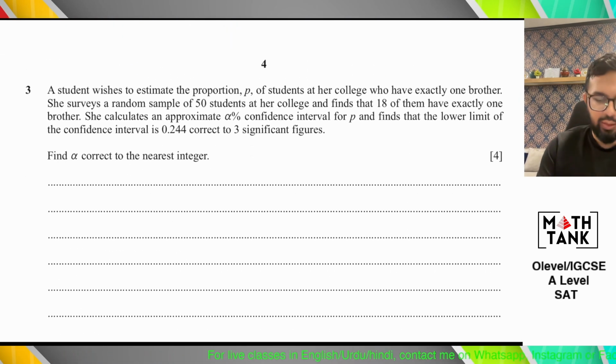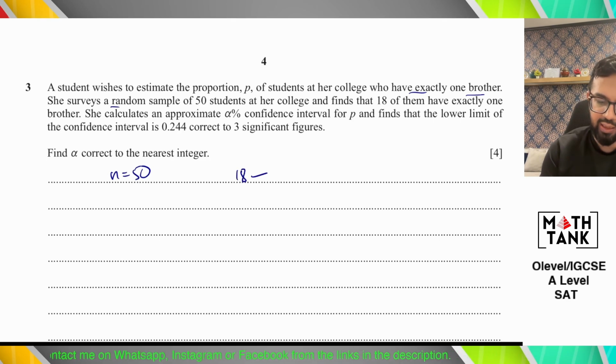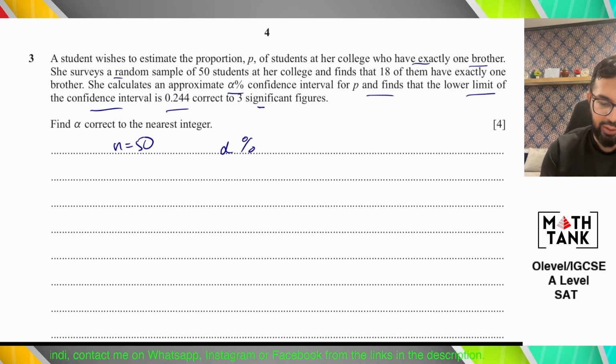A student wishes to estimate the proportion P of students at a college who have exactly one brother. She surveys a random sample of 50 students at a college and finds that 18 of them have exactly one brother. She calculates an estimate of the alpha percent confidence interval for P and finds that the lower limit of the confidence interval is 0.244, correct to 3 significant figures. Find alpha correct to the nearest integer.